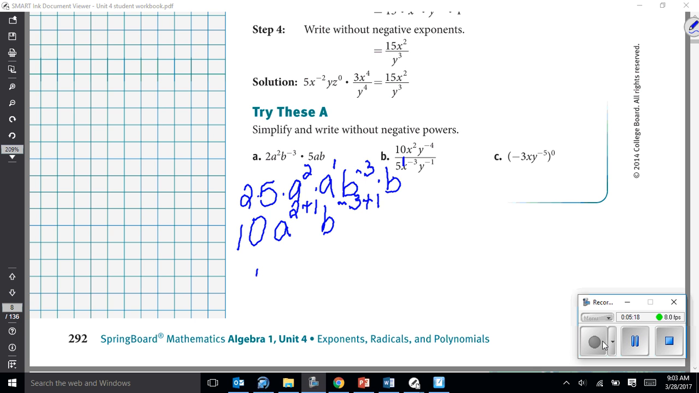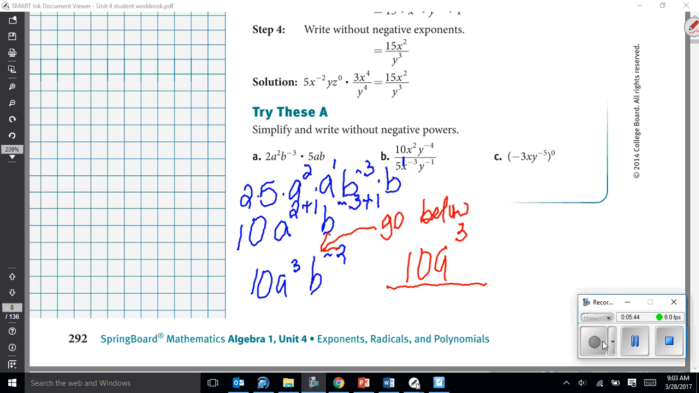So 10, 2 plus 1 is 3. What's negative 3 plus 1? Negative 2. The negative tells us it needs to go below. So then we'll have a to the positive 3 over b squared. When we drop it down below, we don't have to write the negative again because we're putting it where it belongs.